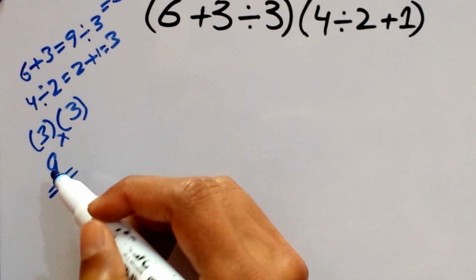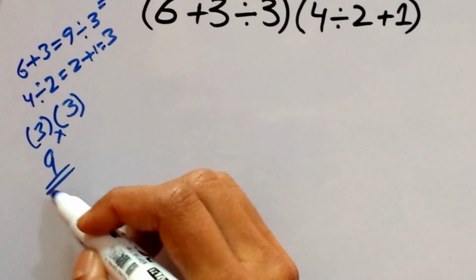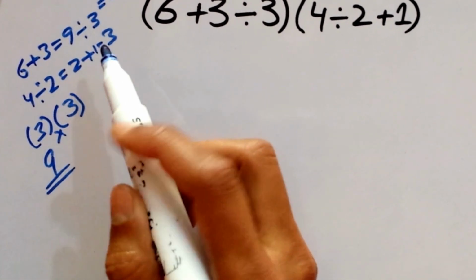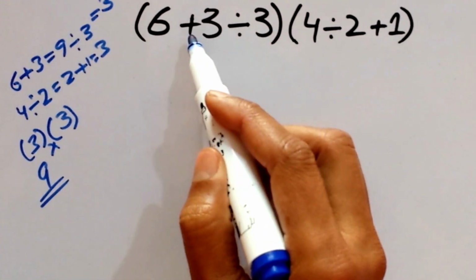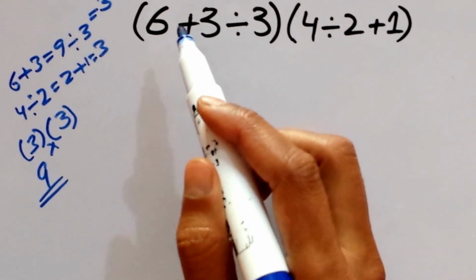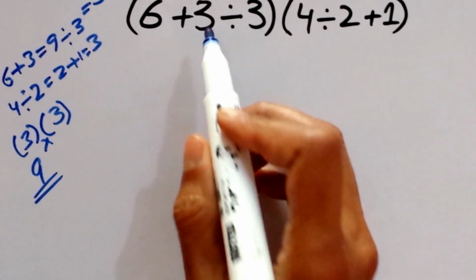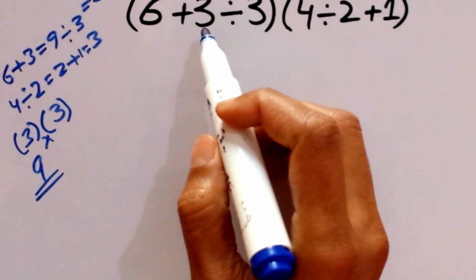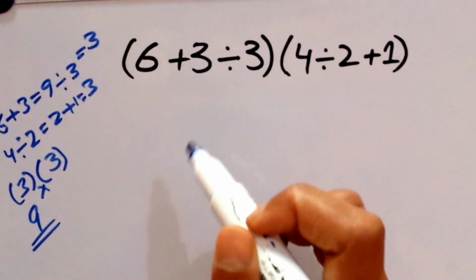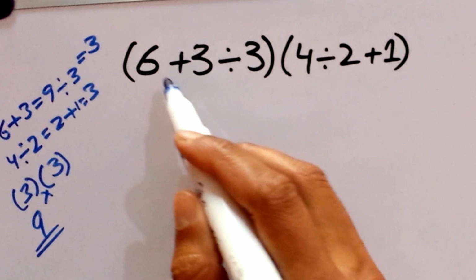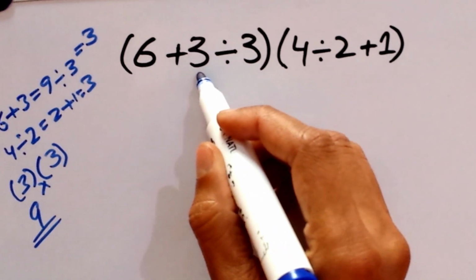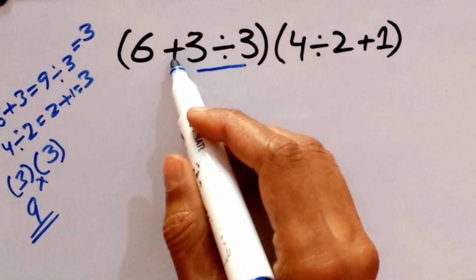But this is wrong, because if you try to do addition first, which is not the correct rule, so follow the order of operations, use the PEMDAS rule. So division first, then addition.